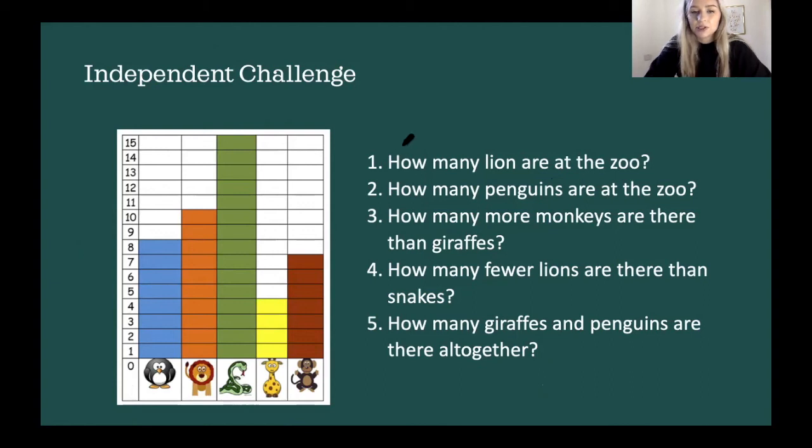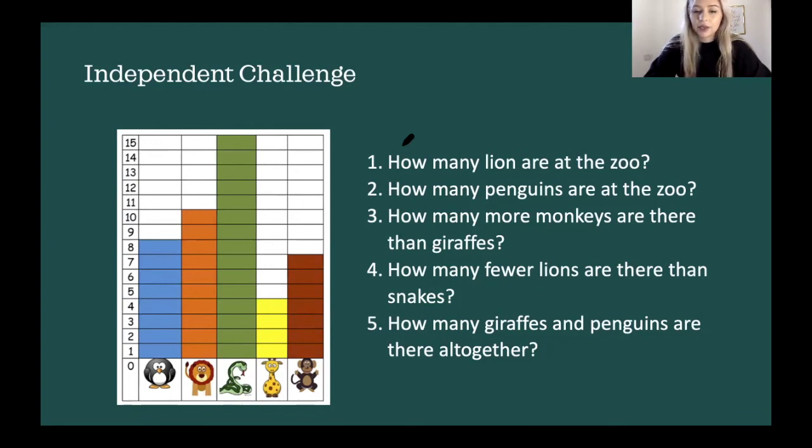The first question says, how many lions are at the zoo? The second question, how many penguins are at the zoo? Number 3, how many more monkeys are there than giraffes? So you need to compare the monkeys and the giraffes and see how many more monkeys there are. Number 4, how many fewer lions are there than snakes? So for this one, you need to look at the lions and see how many there are, and the snakes and compare and see how many fewer lions there are.